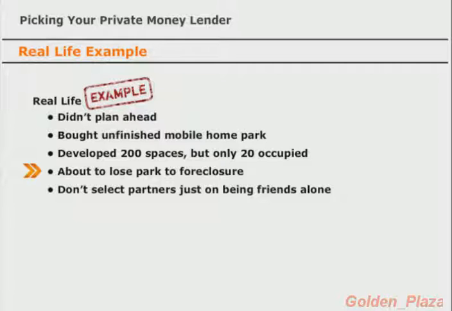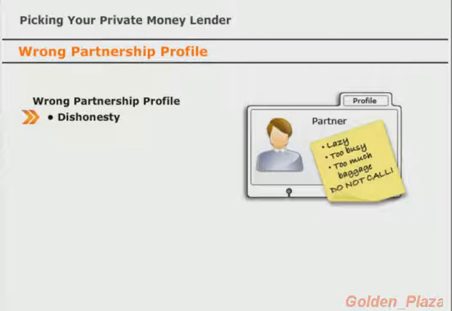2 real estate agents without the expertise necessary for a specific property purchase form a partnership in order to have someone to talk to between phone calls at the office. While it may sound fun, it's not the proper way to select a partner. The wrong partnership profile includes dishonesty as well as other minuses.